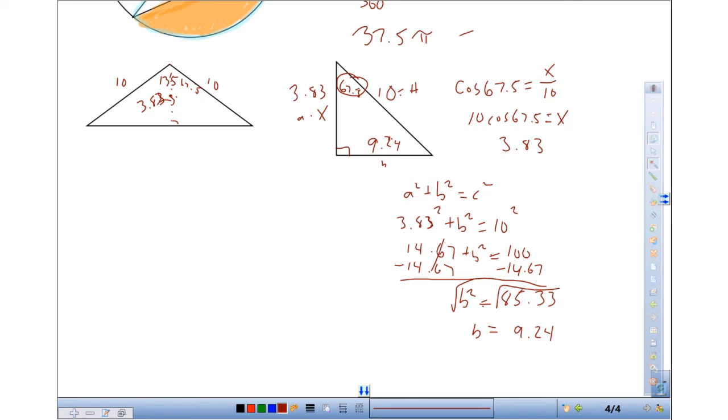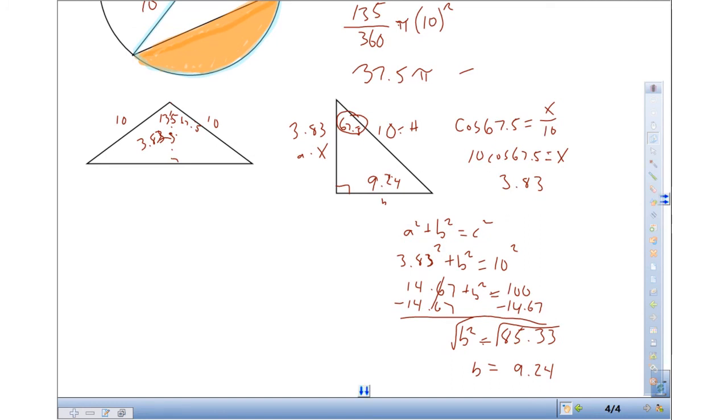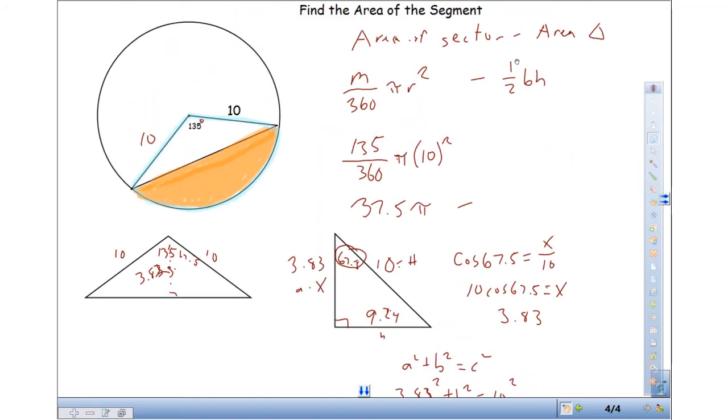Okay? So let's scroll back up so we can see what's going on up here. 9.24 is going to be my half of my base, right? And if I scroll all the way up, half of base is what part of this formula needs. I just need to take this 9.24 and plug it in where I see half base. It'd be minus 1/2 times the base, but half the base was 9.24, so we don't need that 1/2 now, because I know what it is. So it's 9.24 times the height, which is 3.83.